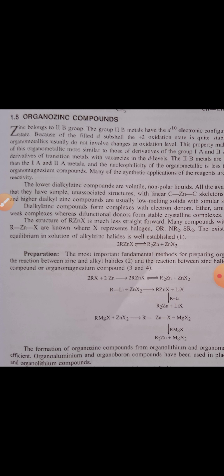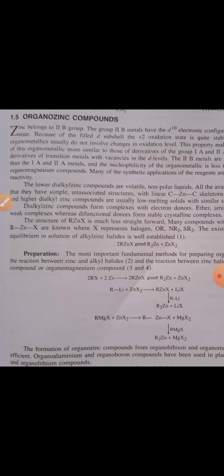Now there is another method for the preparation of organozinc compounds, in which we can react organolithium compounds with zinc halides. Also we can react organomagnesium compounds with zinc halides. So the organolithium or organomagnesium compounds on reacting with zinc halides firstly give the formation of alkyl zinc halide by removal of LiX or MgX2.